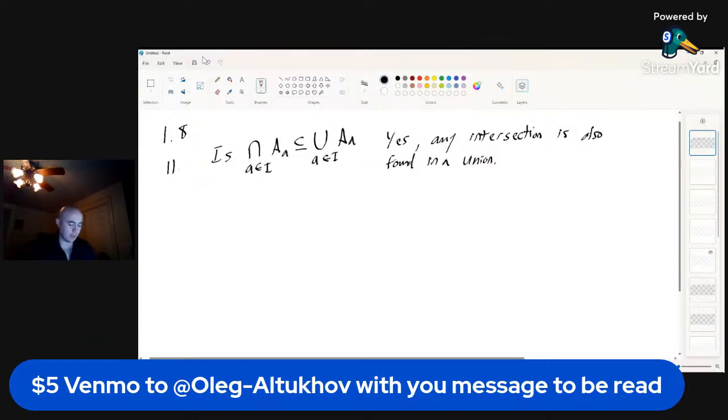So is the intersection of A sub i with index I a member or a subset of the union of the same A sub i with index I? It seems to me it would have to be, because anything that's found in an intersection can be found in the union. So, yes, this is always true.